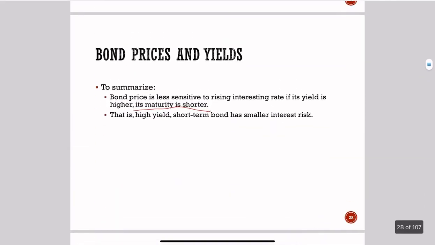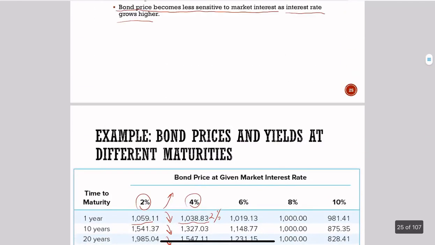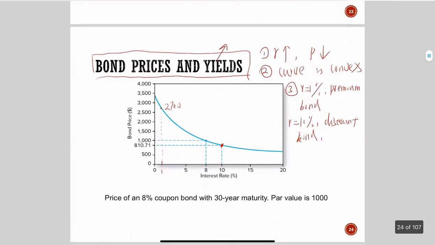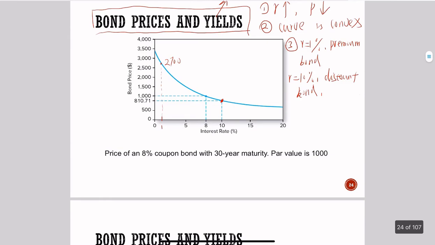Okay. Now, there is also the second result, right? Because it says that bond price is less sensitive to rising interest rate if its yield is higher. Now, how could we get this result? Well, because we have learned about this in this picture, right? We learned that if you're at this 8% yield, now, if the yield increases from 8 to 10%, the bond price only decreases by a little bit, right?